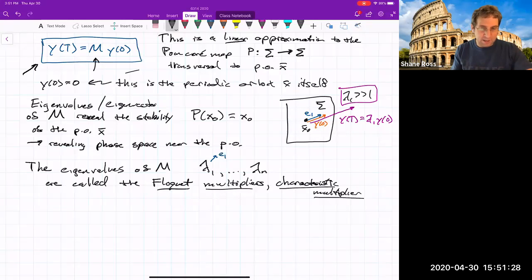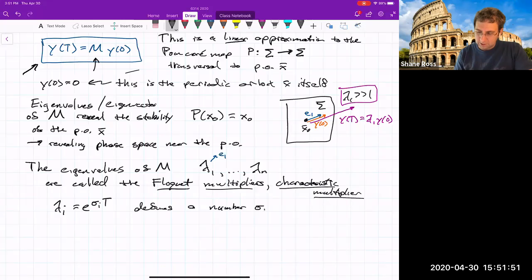But let me give another name that people will use here. For each eigenvalue, usually if it's real, they'll write it as e to the sigma_i t. This defines a number, sigma_i. It's called the Floquet exponent, or we could call it the characteristic exponent.